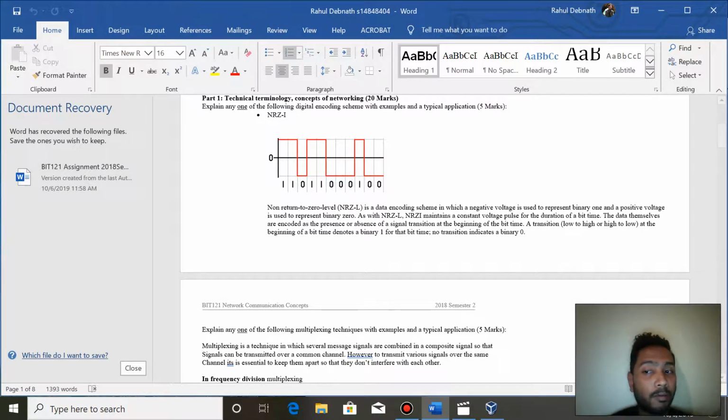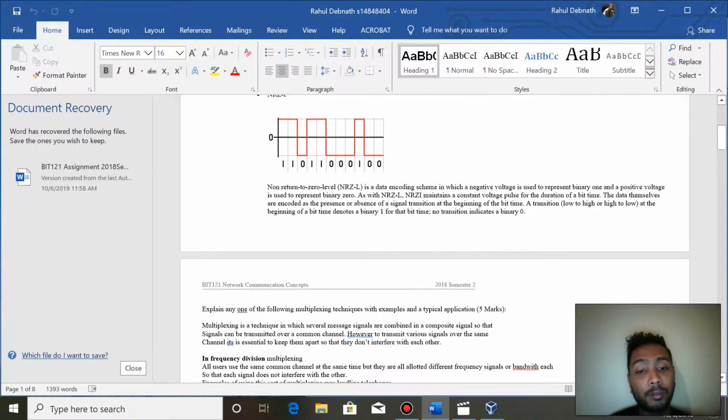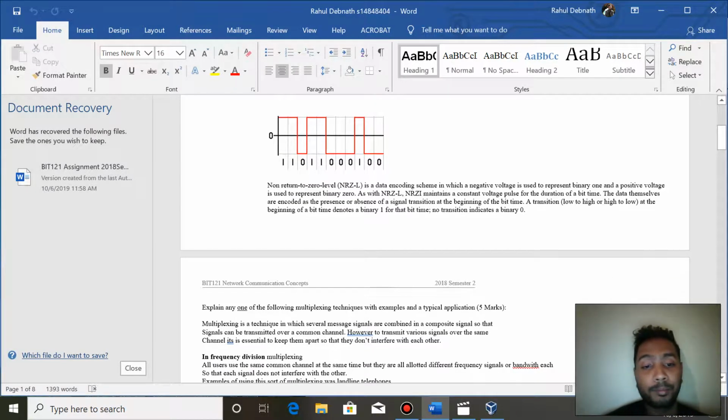So the data themselves are encoded as the presence or absence of signal transition at the beginning of time. A transition of high to low at the beginning of a bit decodes binary 1. So if it goes high to low, this means binary 1, and if it goes low to high, that means binary 0, and that's how it transmits data.